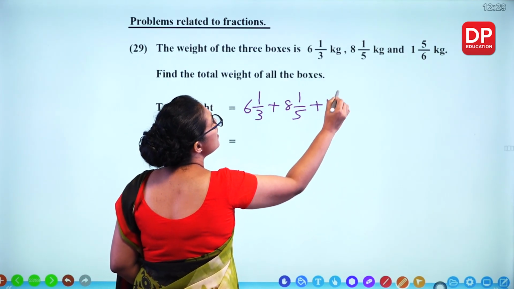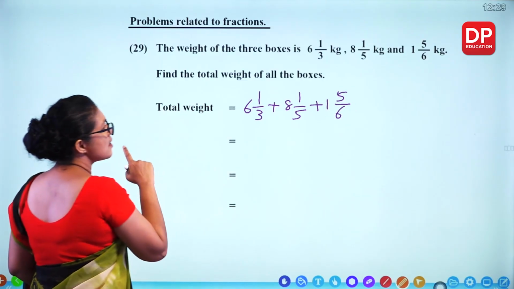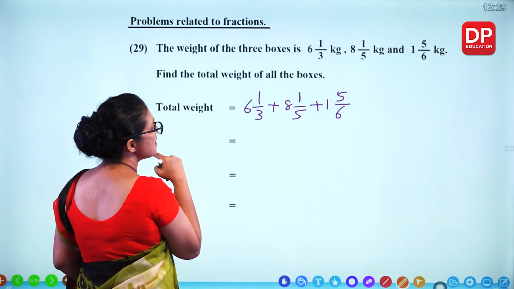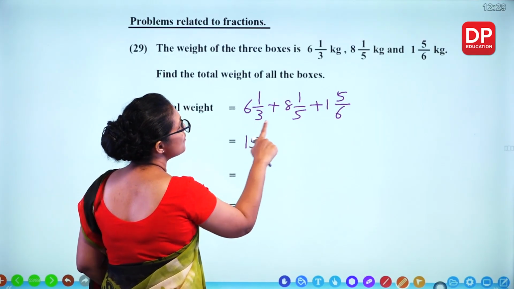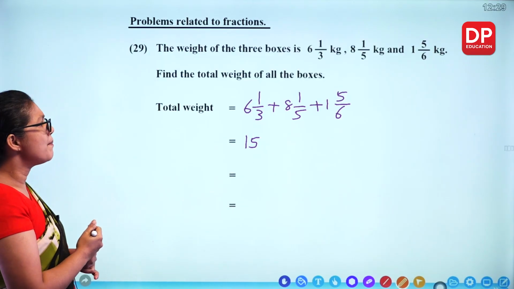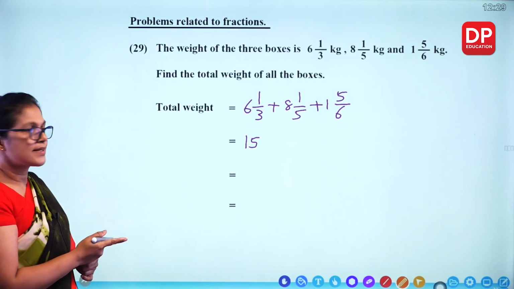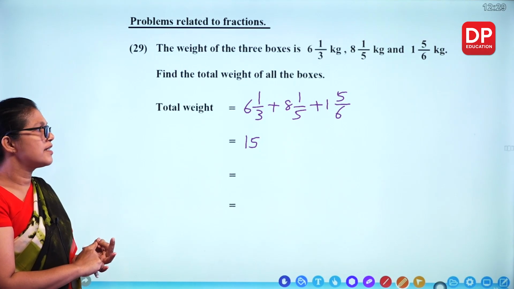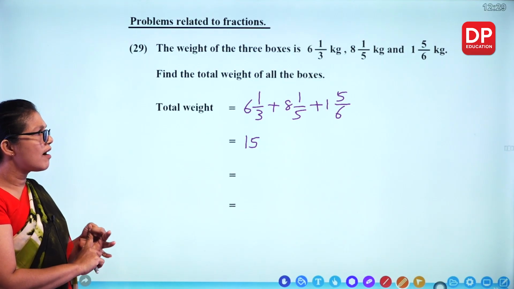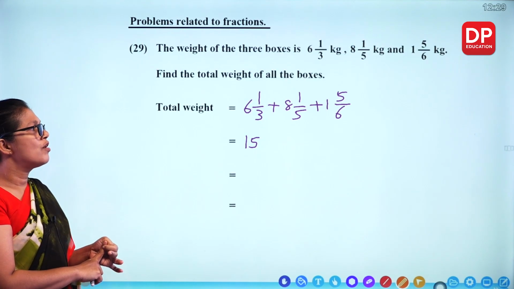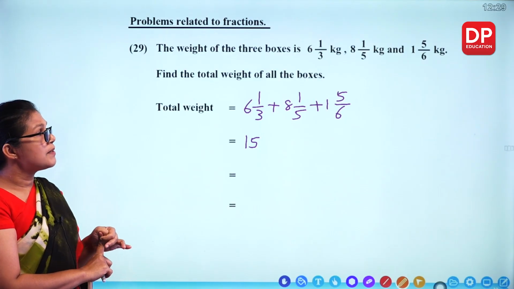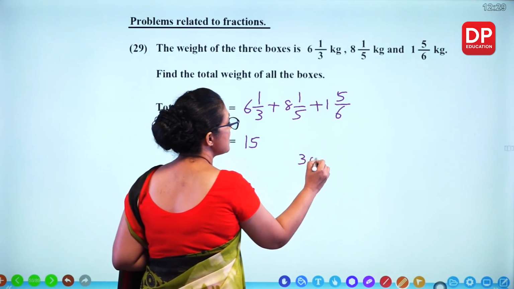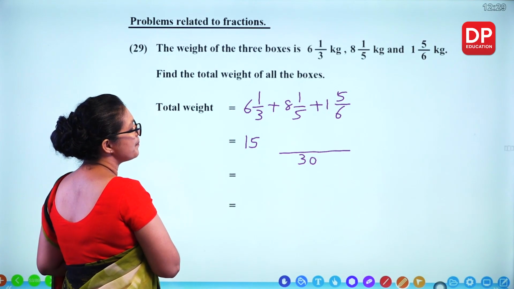So you add all these fractions. First add the whole numbers. 8 plus 1 is 9, 9 plus 6 is 15. Then the fractions 1/3, 1/5 and 5/6. What's the lowest common multiple? Highest number is 6, but it's not divisible by 5. 12, you can't take. 18, you can't take. 24, not divisible by 5. Multiple of 5, that means 30, it's divisible.